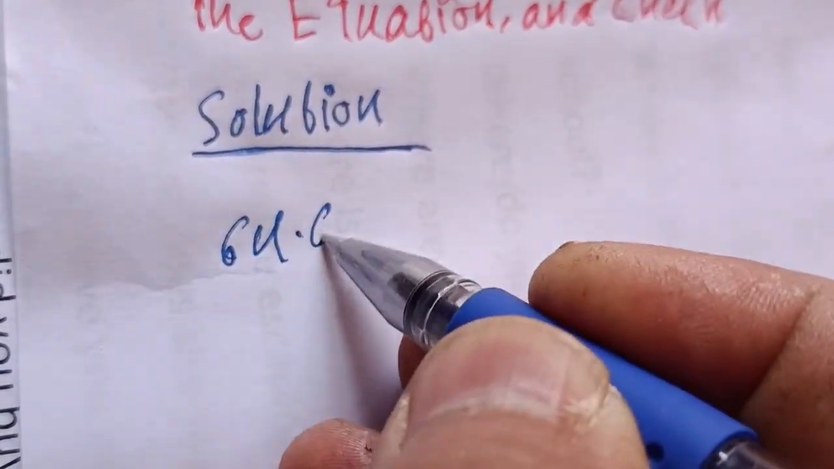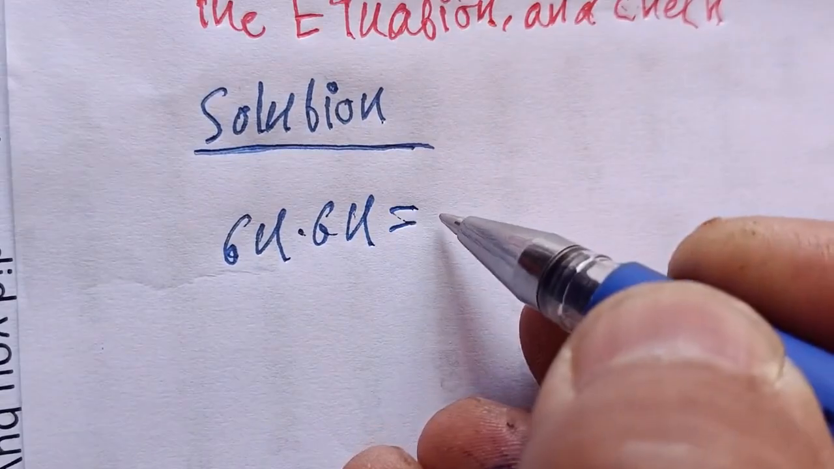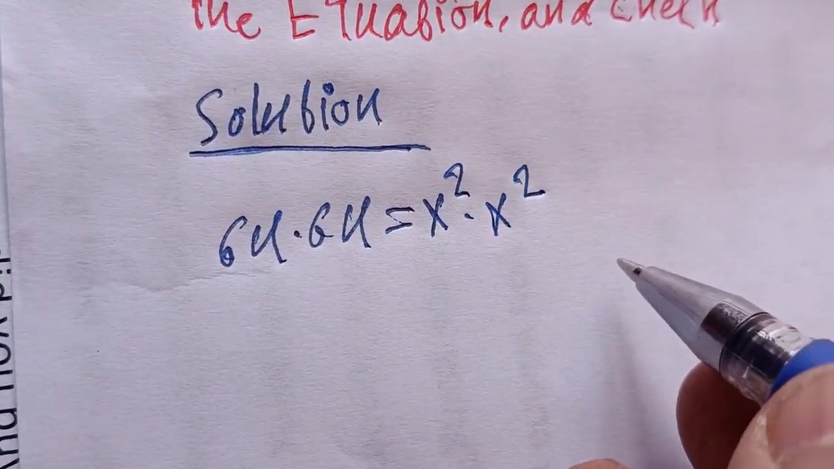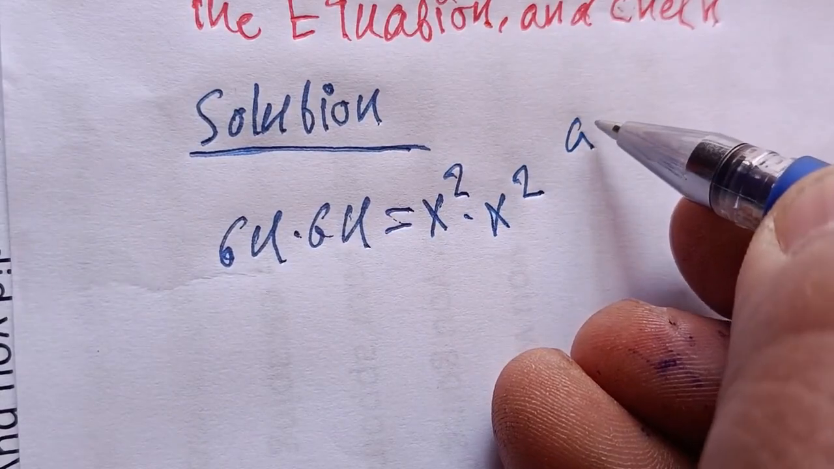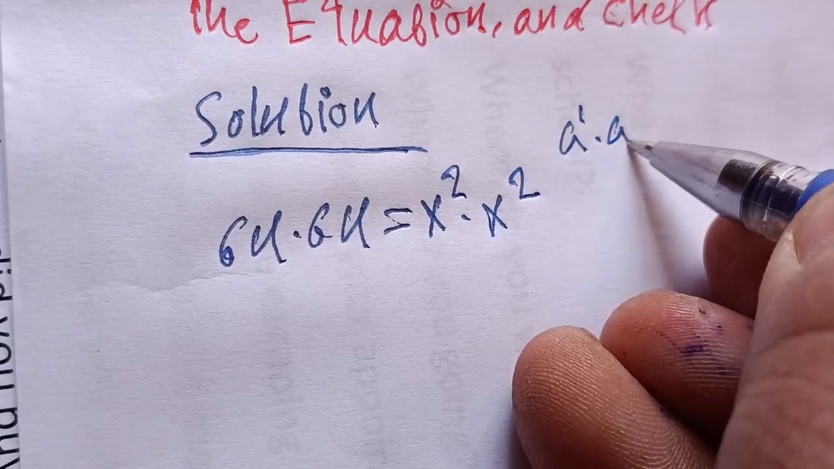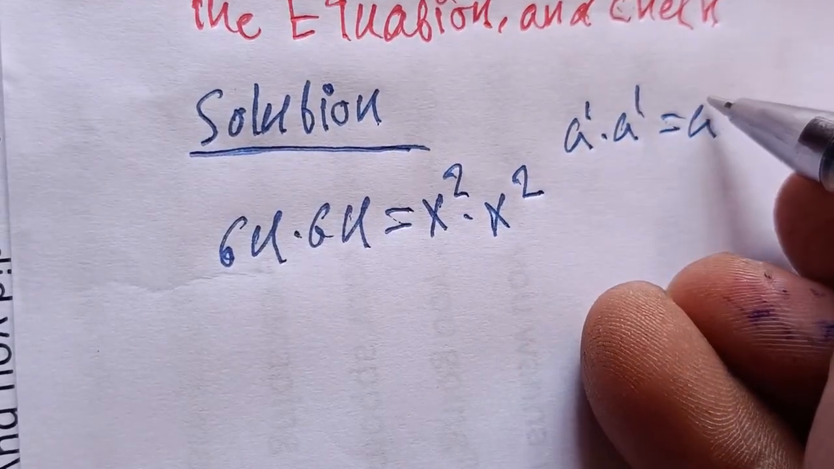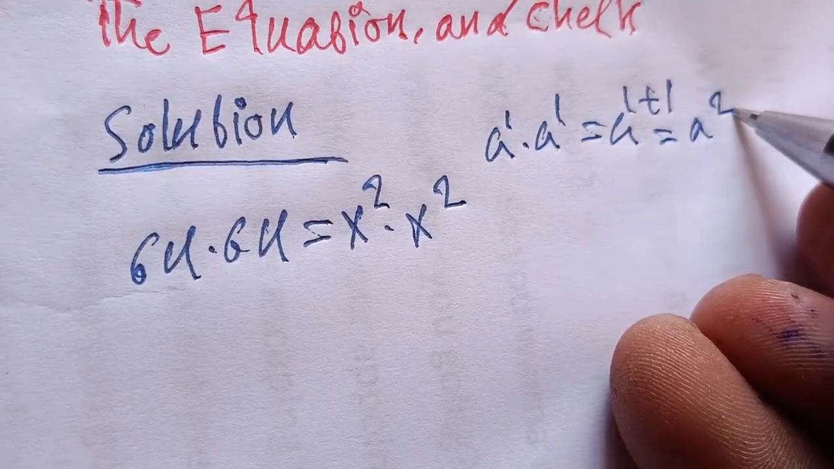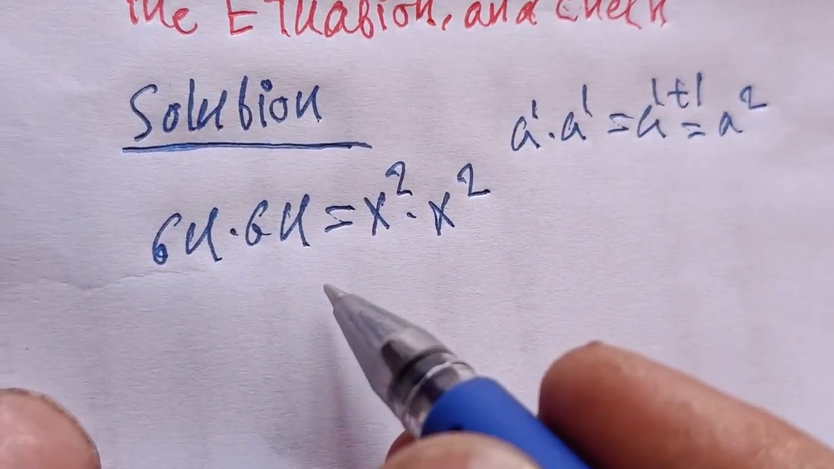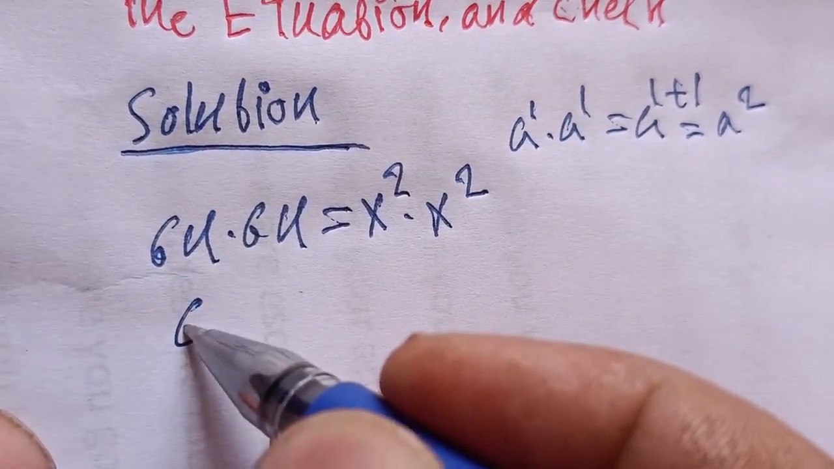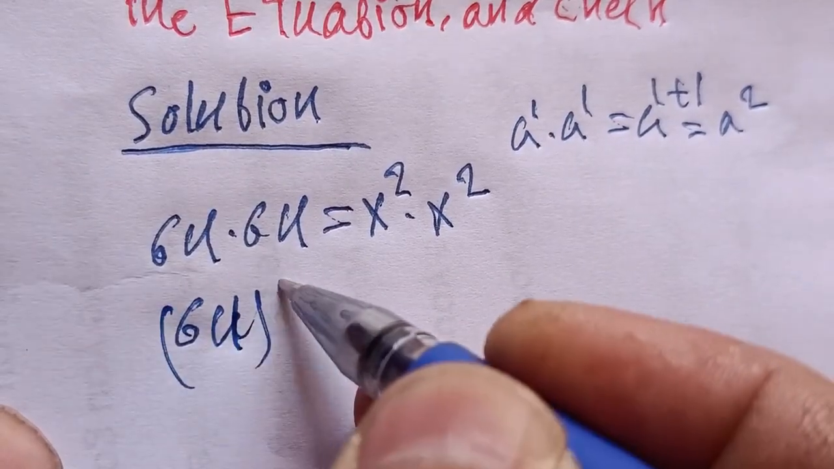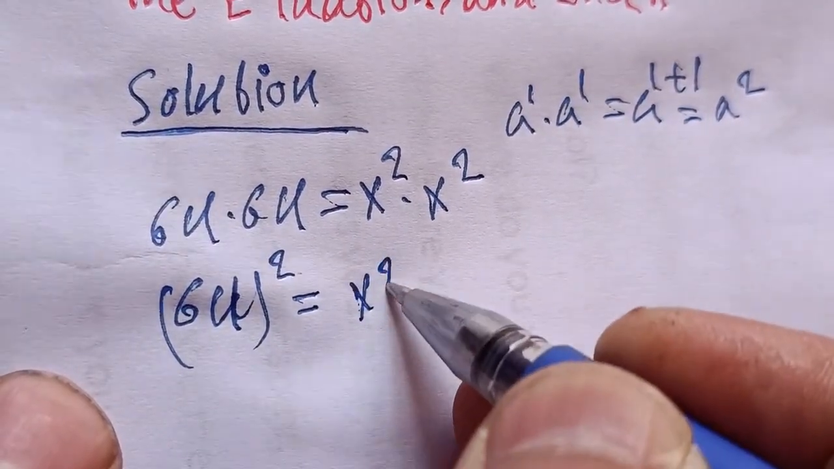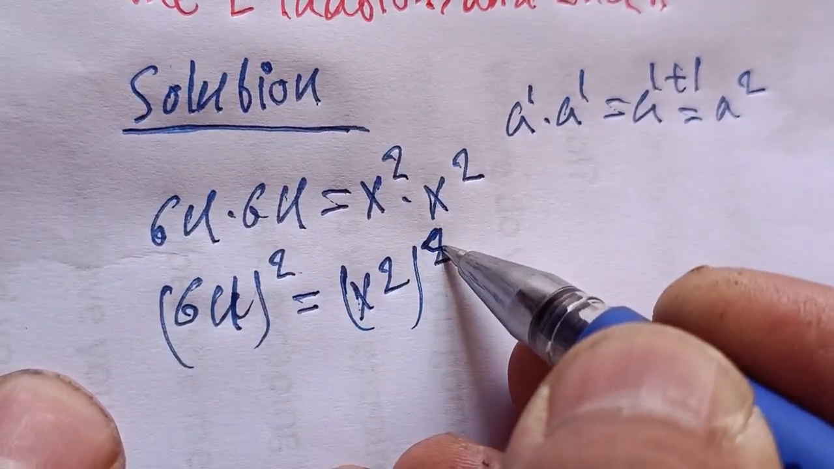64 times 64 equals x squared times x squared. This is the same as this formula: a raised to 1 times a raised to 1 equals a raised to 1 plus 1, which equals a squared. So 64 times 64 is 64 squared, which equals x squared times x squared, that is, x squared squared.